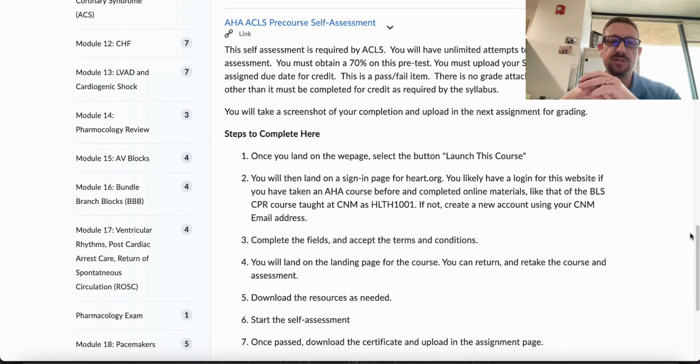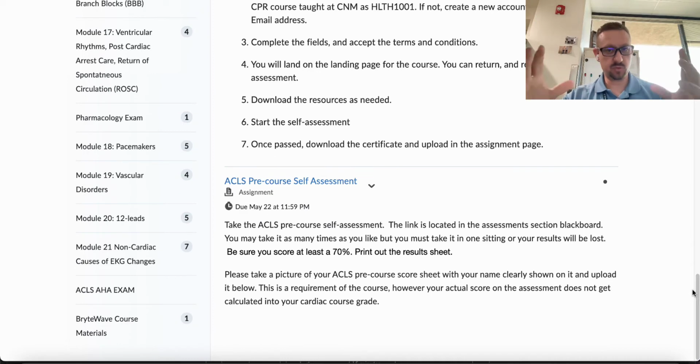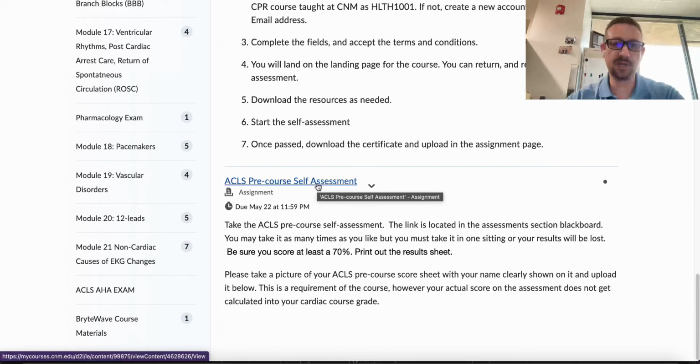Follow these instructions. This is kind of like our pre-test that we had to complete for PHTLS. It's similar, but it's through a third party. So you're going to go to the AHA website, take this self-assessment, and then at the end of it, you'll get a PDF document that says you completed it or a screen capture that you completed it. You'll bring that back and upload it here to this assignment to complete Module 2.